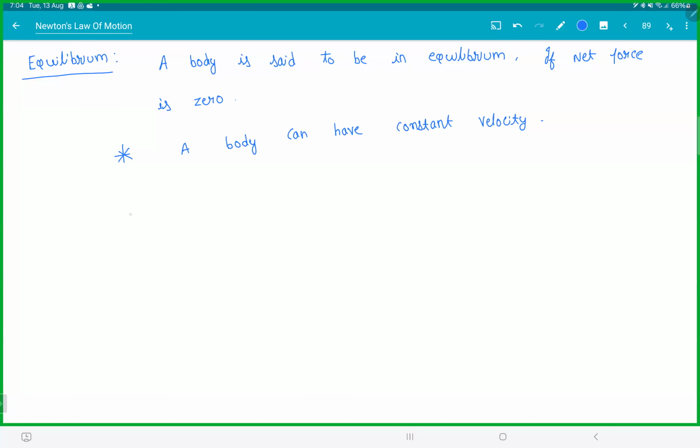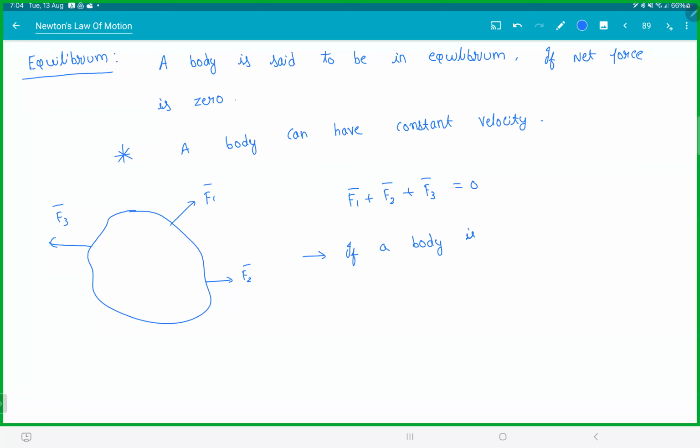Simple question, but yeah. So if you have a body here with forces F1 bar, F2 bar, F3 bar, and F1 bar plus F2 bar plus F3 bar is 0 vector. If a body is in equilibrium, component of forces in any direction. So if you say a system is in equilibrium, you can take the components in any direction, will cancel out.